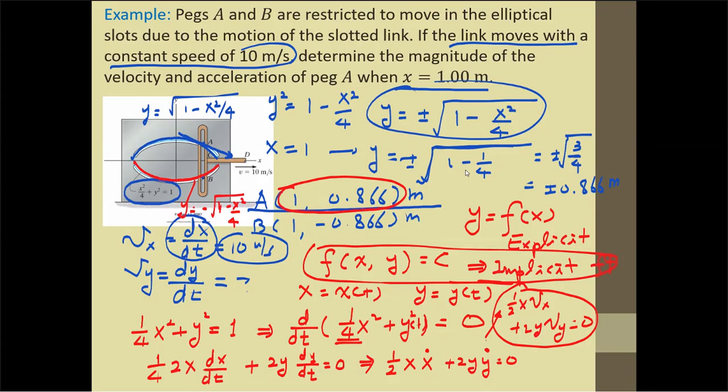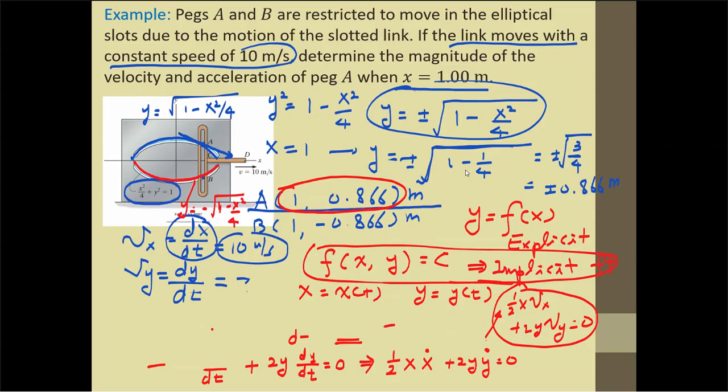The velocity x component is constant because the slider moves to the right with a constant speed. That is the velocity x component, which we already know. Now we evaluate the velocity y component when x is 1, y equals 0.866. That is the xy coordinate of peg A. Okay, then at A, we use the implicit function format for the derivative. I want you to remember that.